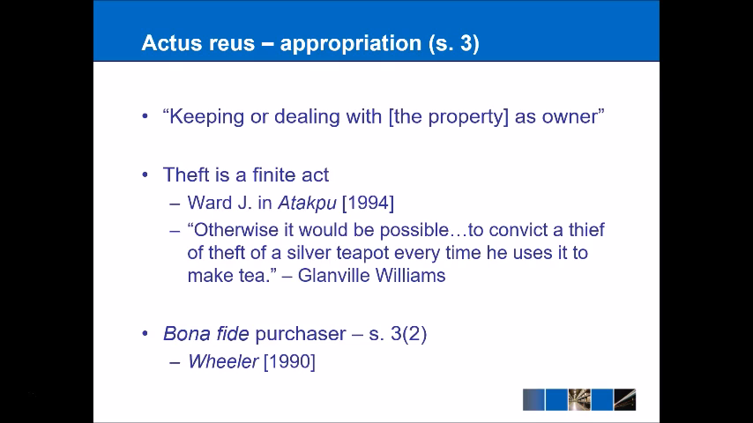Section 3.2 also deals with a bona fide purchaser. This is mentioned in Wheeler 1990. And in this case, there's an obligation to report if you find out the goods are stolen. So if you do receive something and you buy something and you think that it has good title, then you aren't guilty of theft. But if you do later discover that those goods were in fact stolen, you're then under an obligation to report that. And if you fail to do so, you can then be convicted of an offence.